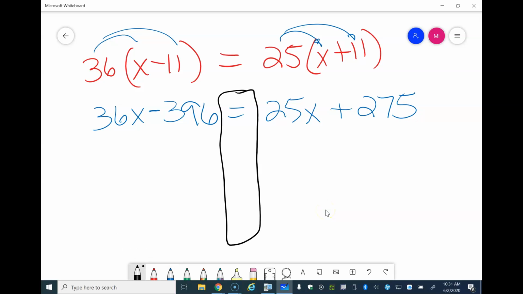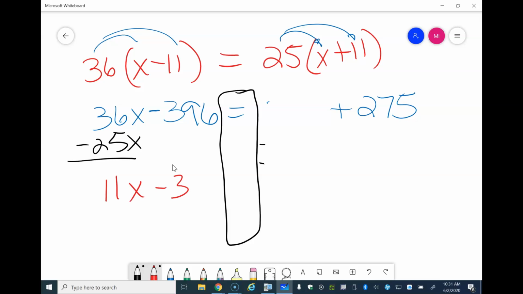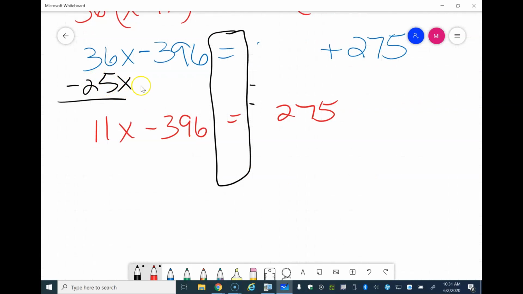Now let's get our x's together and our numbers together. I'm going to take this one here, minus 25x. This side here goes away. And over here it's going to leave us with 11x minus 396 is equal to 275. So I brought the 25 this side, and I'm going to take this guy and bring it over here, doing the opposite again.